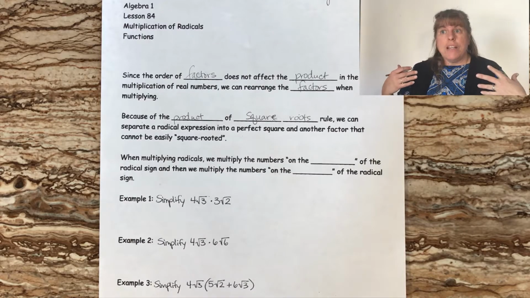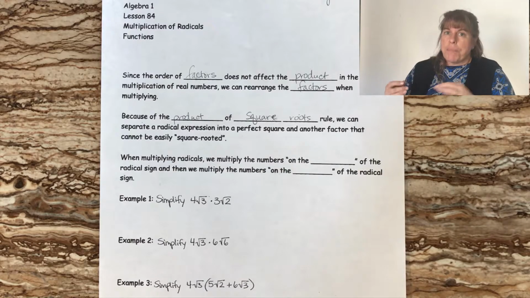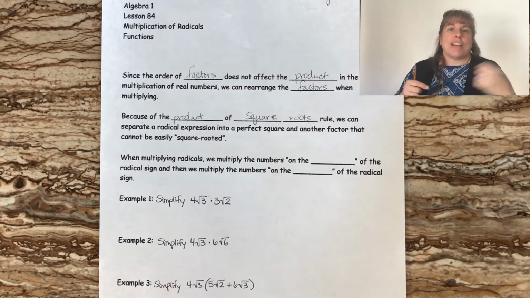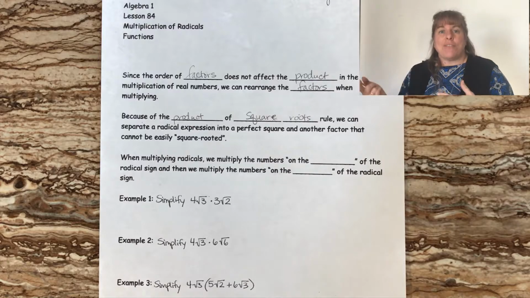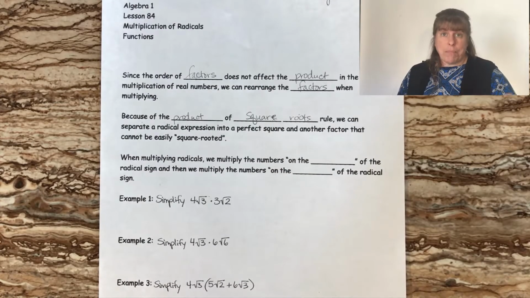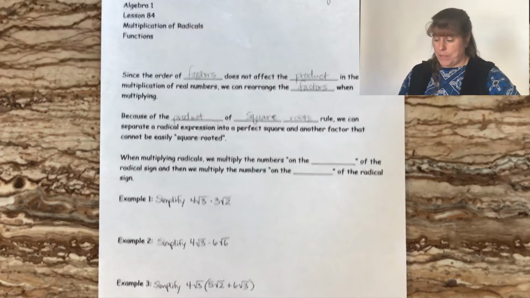So if it were, say, square root of 50, we could separate that into square root of 25 and the square root of 2. Square root of 25 gets to come out of the radical and become 5, and square root of 2 has to stay. So that's what we were doing before. Now we're going to level up. We're going to do that, plus we're going to be multiplying other things.